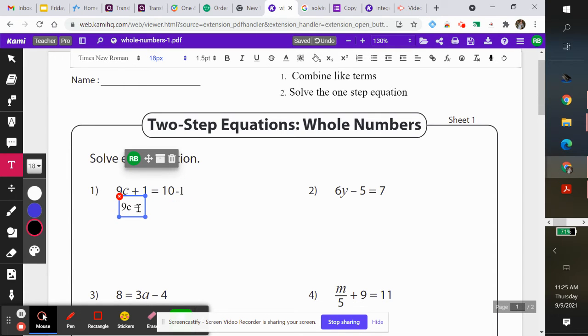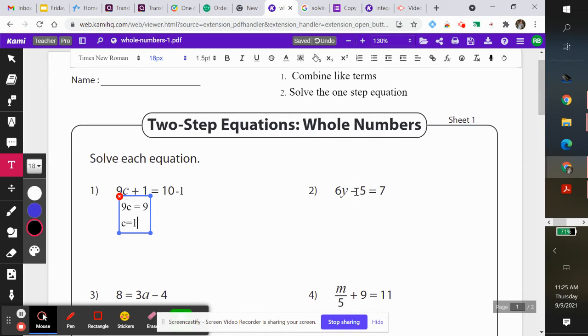Then I'm going to get rid of the 1 on the other side. So I'm going to end up with 9c equals 9, okay? Then I'm going to go ahead and divide by 9. When I divide by 9, I end up with c equals 1, okay?